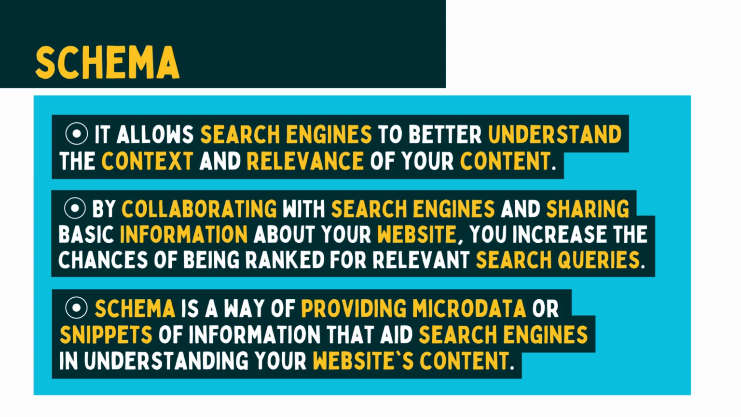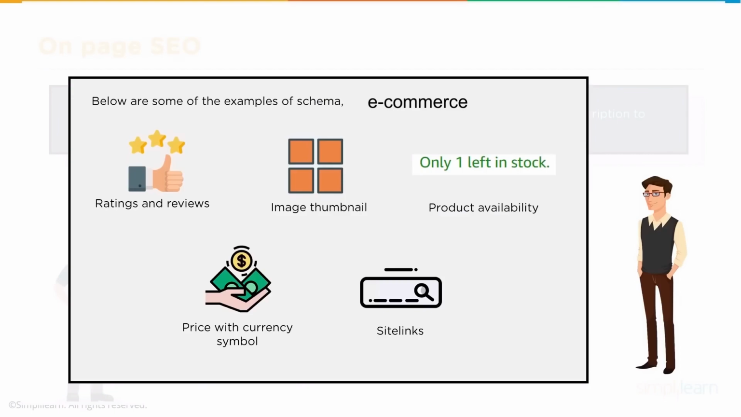Essentially, by collaborating with search engines and sharing basic information about your website, you increase the likelihood of being ranked for relevant search queries. Schema is a way of providing microdata or snippets of information that helps search engines better understand the content of your website. This is particularly important for e-commerce websites with product listings, reviews, and pricing information, as Schema can enhance the search engine's understanding of the website's content. The more information search engines have about your website, the better your chances of being ranked for relevant queries.